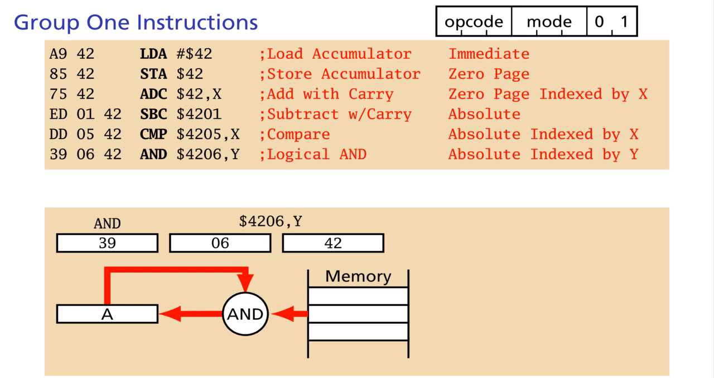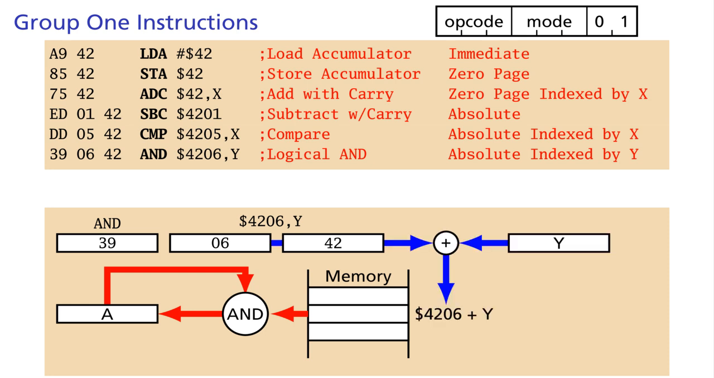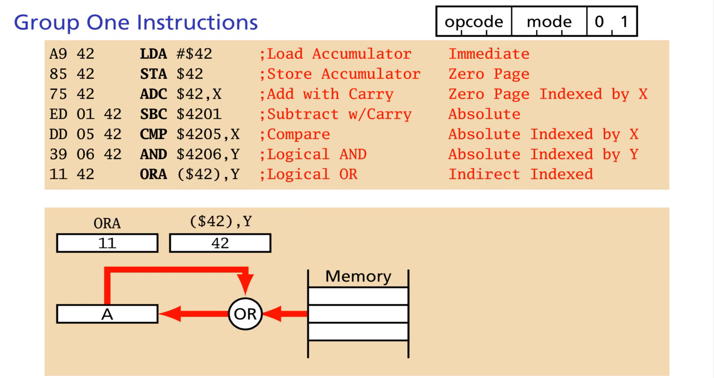AND is the bitwise logical operator. It reads a byte from memory, here using the absolute indexed by Y addressing mode, computes the bitwise AND of it with the accumulator, and stores the result in the accumulator. ORA is bitwise logical OR, which operates much like AND.